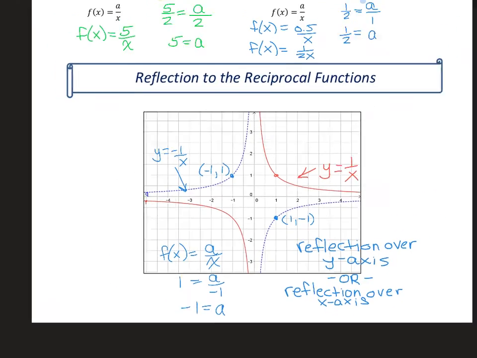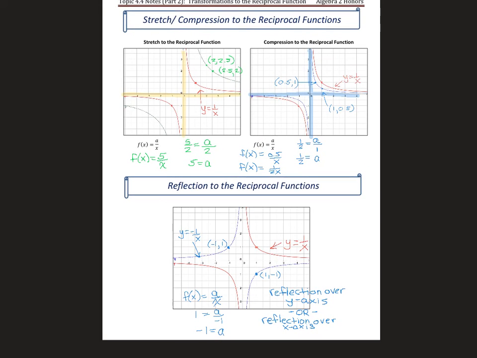So in this short video, we took a look at three different ways to transform the parent reciprocal function. We looked at translations, left, right, up, down, and their effect on the equation itself. We looked at stretch and compression and how that affects the function.